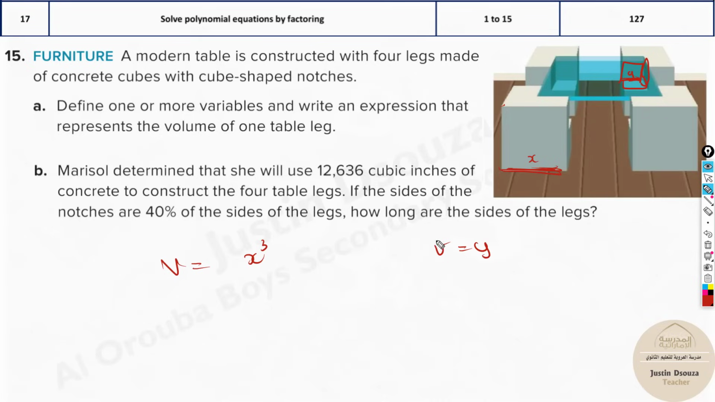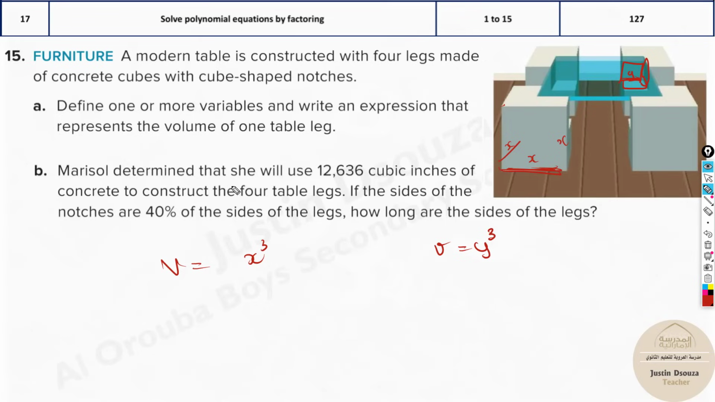Okay. So what will be the volume if one side is y? It will be y cube, because the cube volume is given by multiplying the side 3 times. That's volume. If it was area, you just multiply 2 times, you get the surface area. Cube is multiplying 3 times. So this is the volume of the cube, and this is the notch.